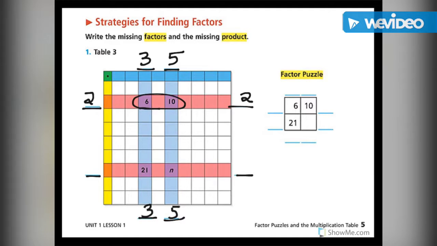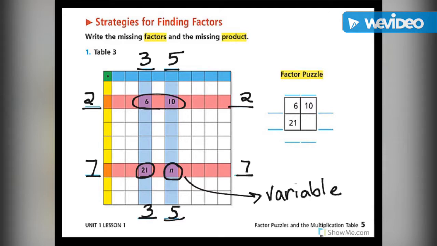So now I'm going to take a look at 21. 3 goes into 21, I know, 7 times. If I have a 7 over here, I'm also going to put a 7 here. Now I have enough information to figure out my variable. N could be any number. In this case, I'm going to take 7 times 5 to figure out N. So I know 7 times 5 is 35.